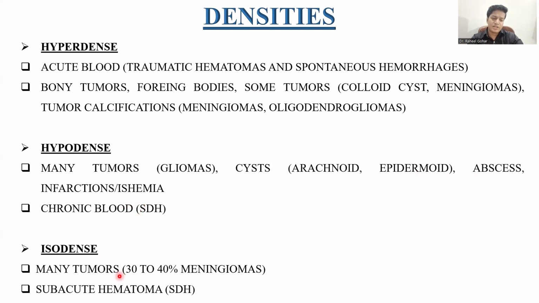Then the isodense: 30 to 40% of the meningiomas appear isodense. Many gliomas can appear isodense as well. And then we have the subacute hematoma, which will appear isodense. Here I want to tell you that acute blood is the blood which presents within 3 days of the injury or 3 days of the spontaneous hemorrhage, and it will appear hyperdense on the CT scan. As time passes, it starts to appear isodense to the brain parenchyma, which is known as the subacute hematoma.